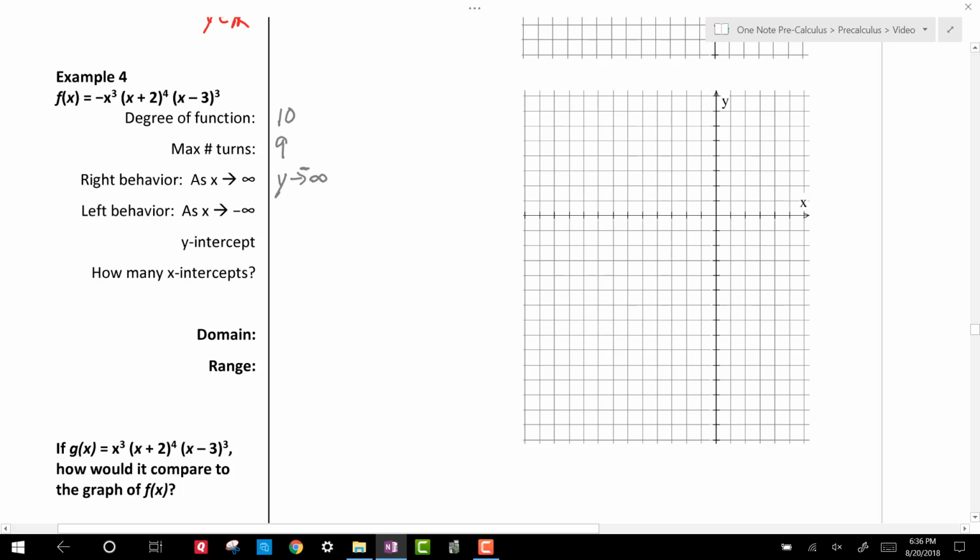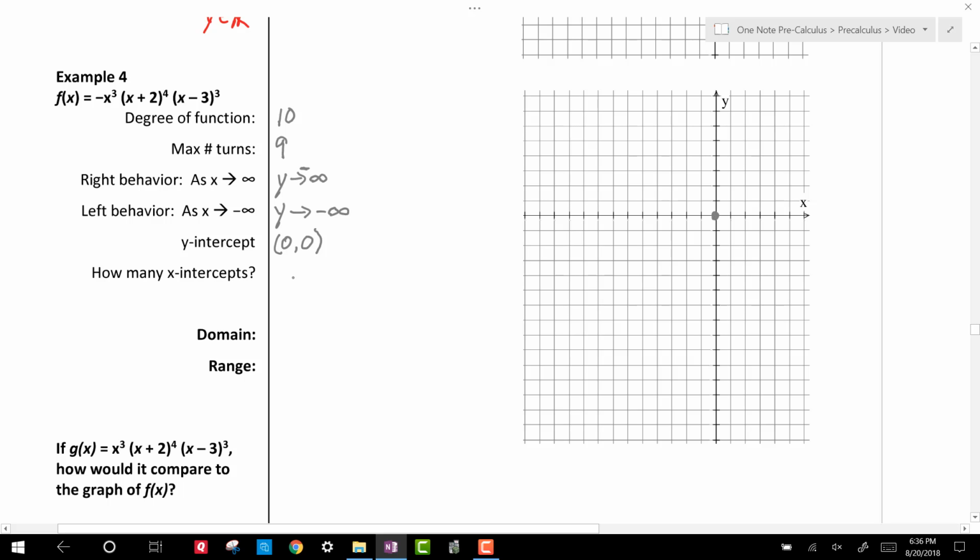Left side, because it's degree 10, the two sides are going to go the same direction, so y is going to go to negative infinity. The y-intercept, if I plug in 0 here, I am going to get out 0 here as well. So not only is (0, 0) my y-intercept, (0, 0) is also going to be one of my x-intercepts. We'll see that in a minute.